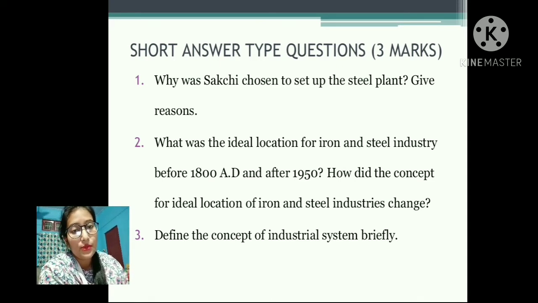Please refer to the textbook while answering the questions. Question number 3, define the concept of industrial system. So here you need to explain about the inputs, processes and outputs properly.